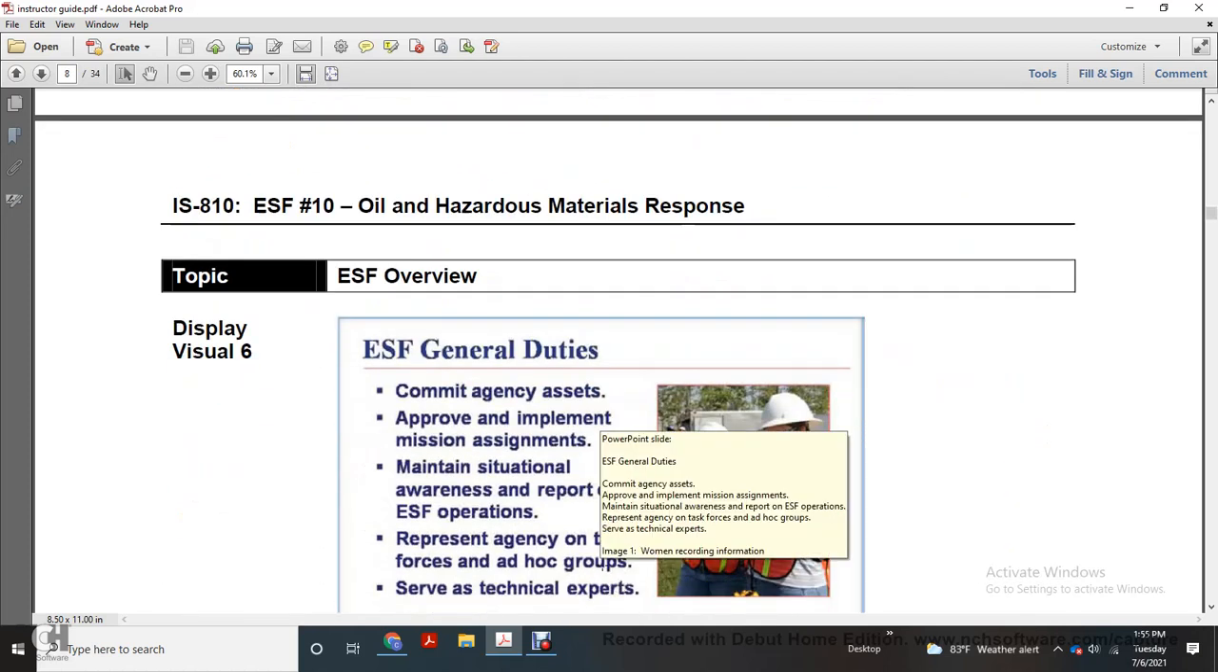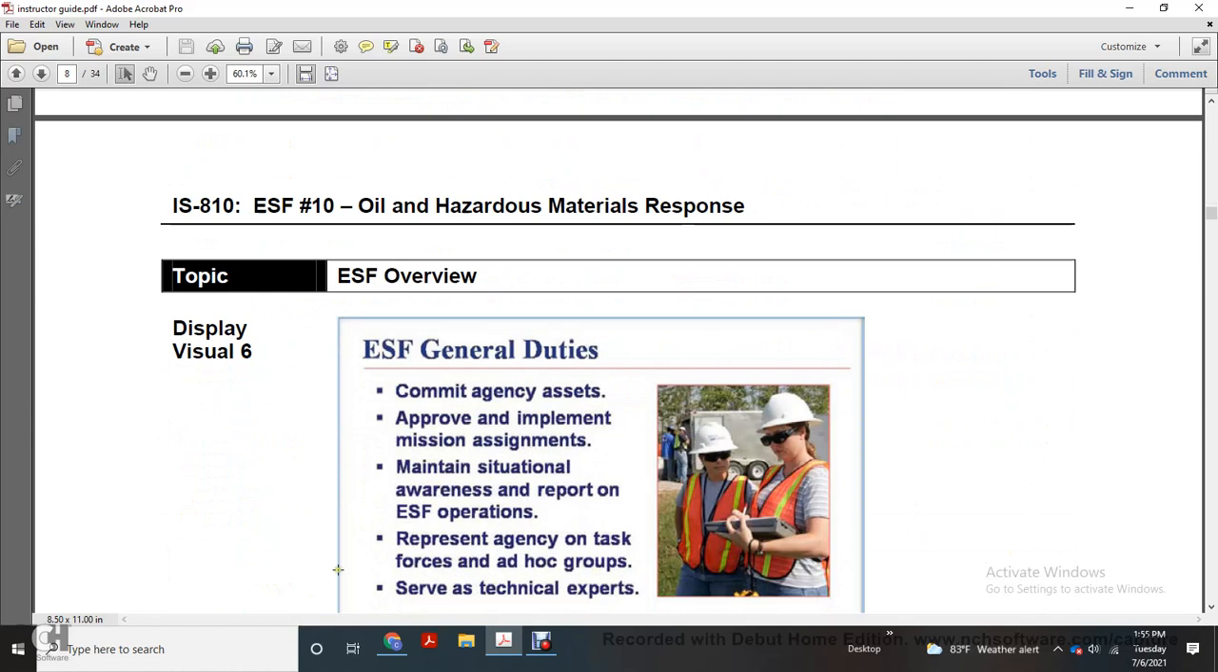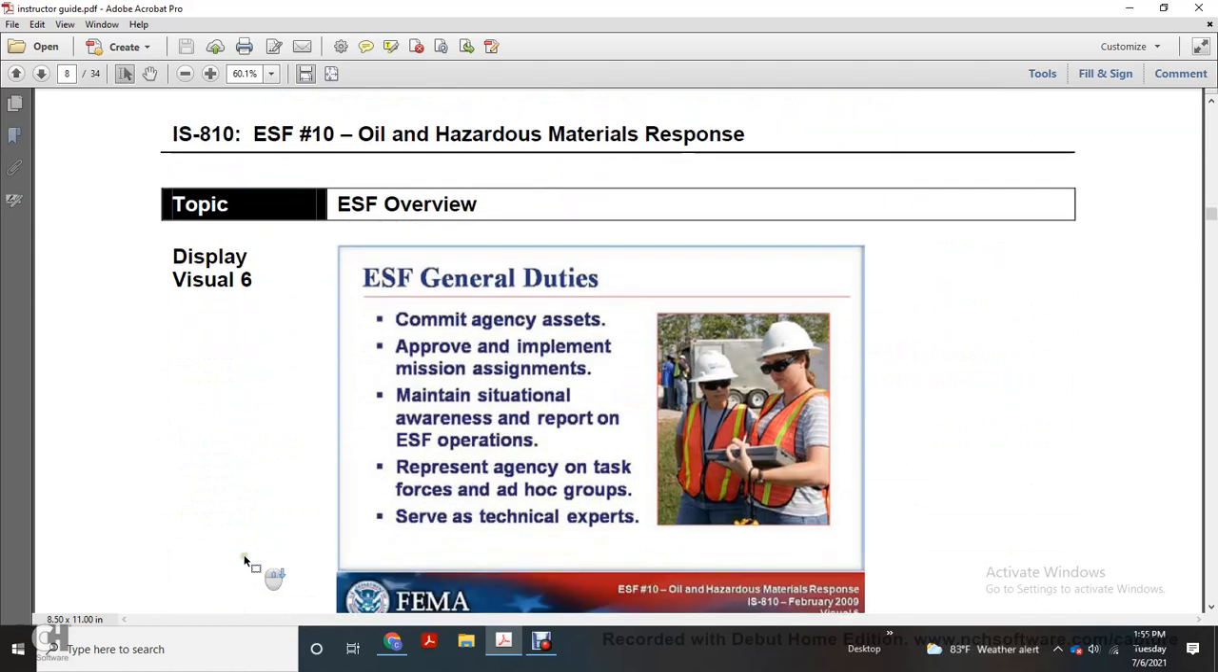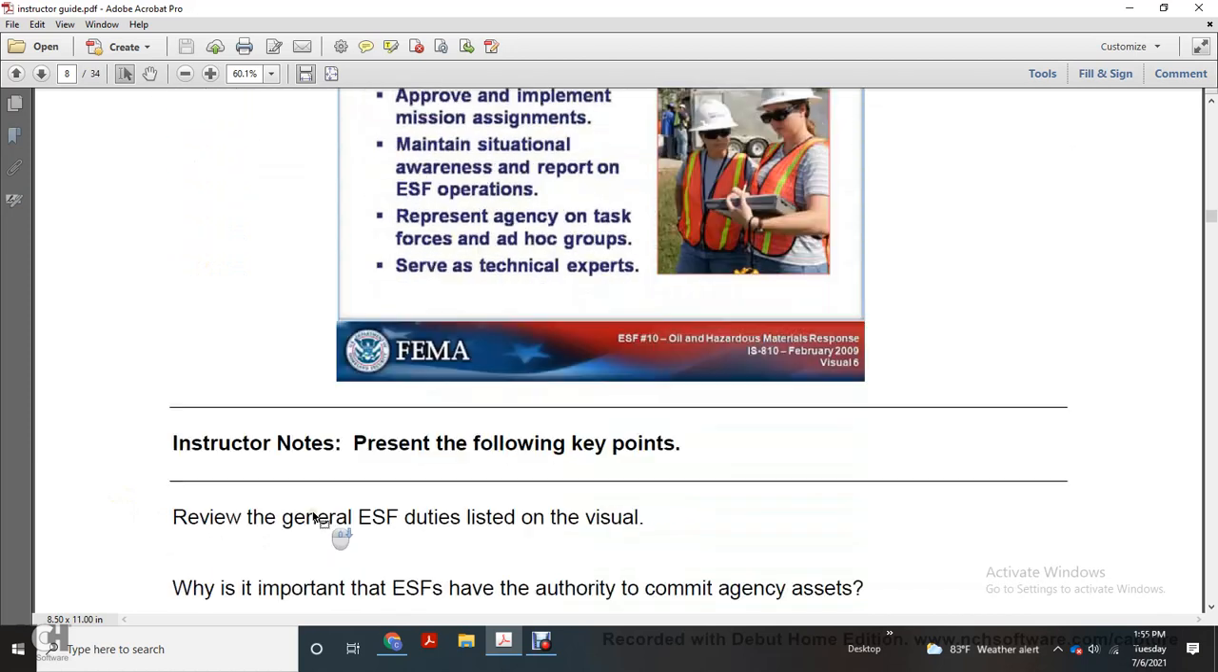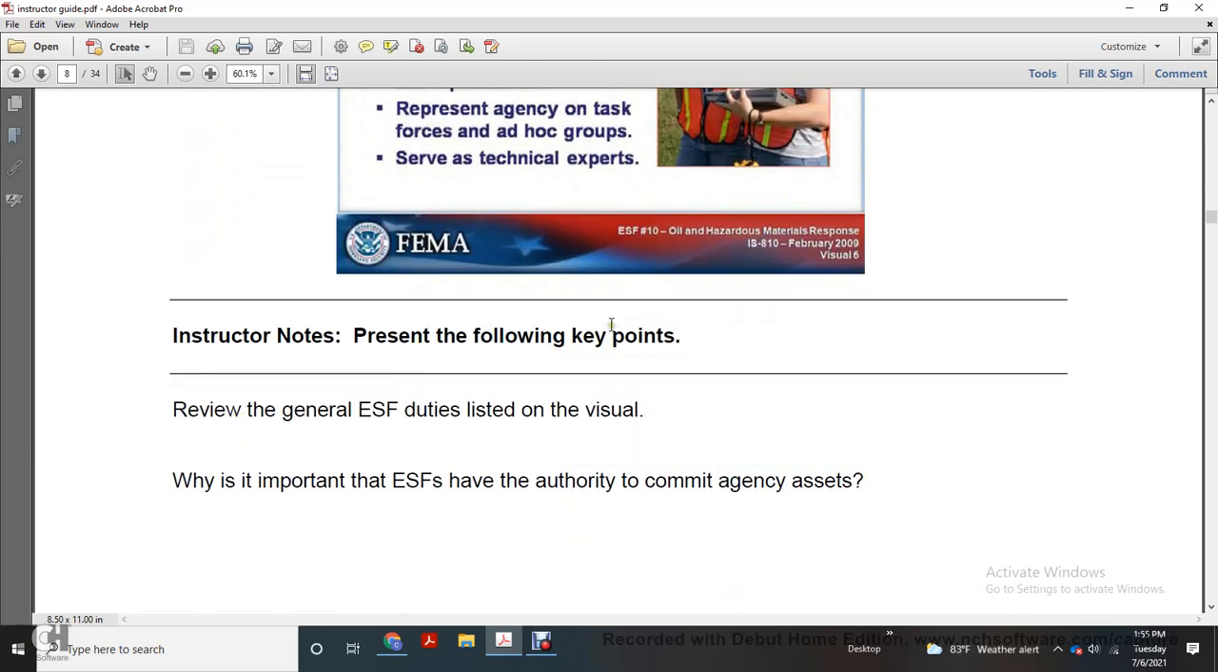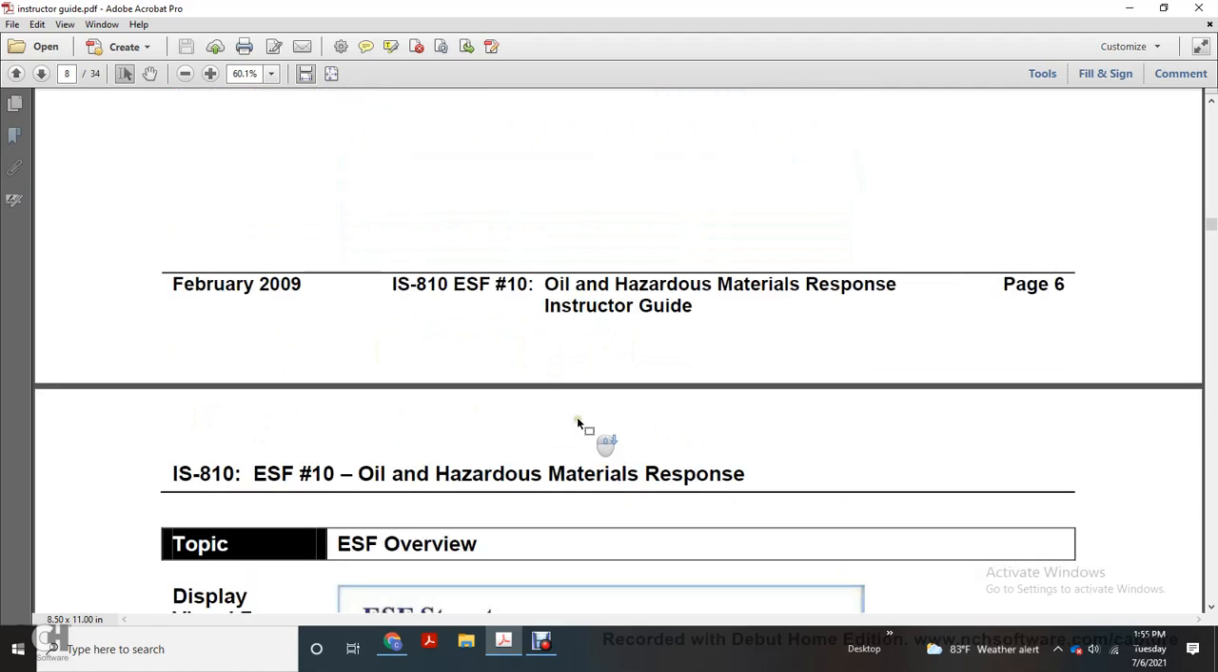Display Visual 6: Emergency support function general duties. Commit agency assets, approve and implement mission assignments, maintain situational awareness reports of the emergency support function operation, and represent the agency on task forces and ad hoc groups, serving as technical experts. Instructor's note: present the following key points. Review the general emergency support function duties listed on the visual. Emergency support functions have the authority to commit the agency's assets.